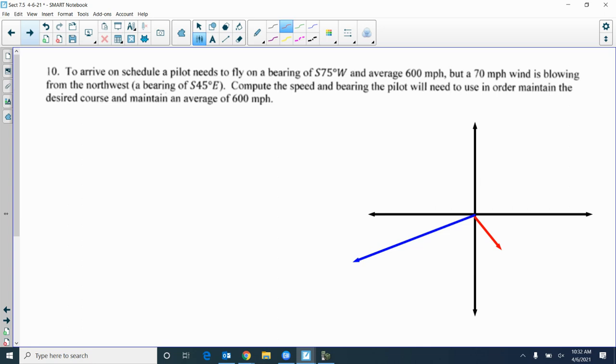Well, those of you who are meteorologists know that's hurricane force wind. You're probably not going to be flying in it, but we've got to do some math problems, so we're going to create some wind. Compute the speed and bearing the pilot will need to use in order to maintain the desired course and still maintain an average of 600 miles per hour. So basically, I want to end up here.